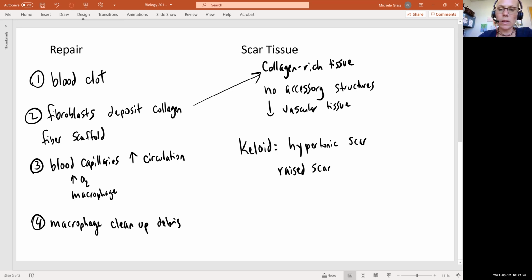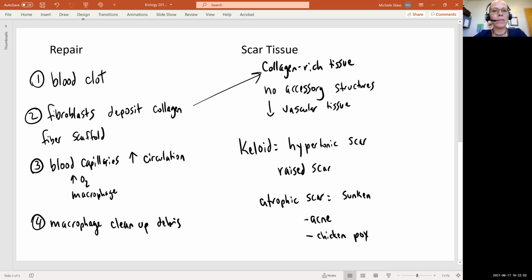Kind of the opposite of that is what's called an atrophic scar. And these are sunken. And you get this often with acne scars, or y'all don't know about this because maybe you never had chickenpox because you got that lovely vaccine. But chickenpox scars can also do this atrophic kind of scar tissue.